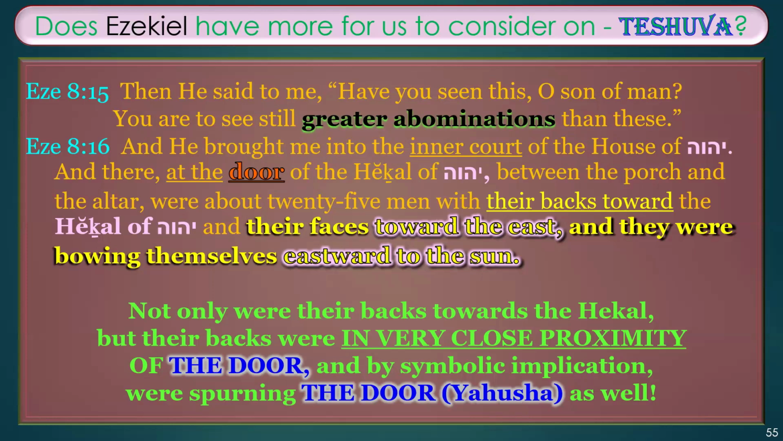Now, do you remember what we just read about the sun going from the east through to the west side of the Hekal or the tabernacle? What day was it when these men were here? Was it not the day of Teshuva, the equinox, when the sun was to shine in the door? What were they doing? They were worshiping the sun, and they were turning their backs to the calendar of Yahuwah. They were turning their backs to the day of Teshuva.